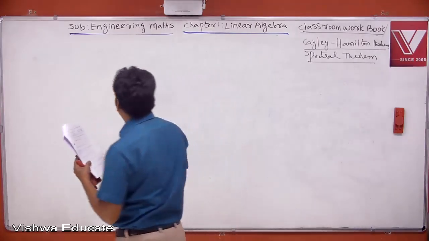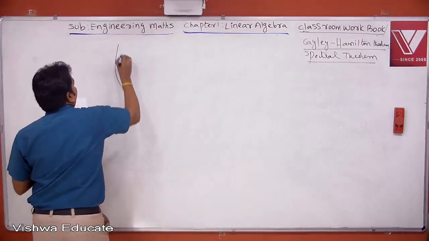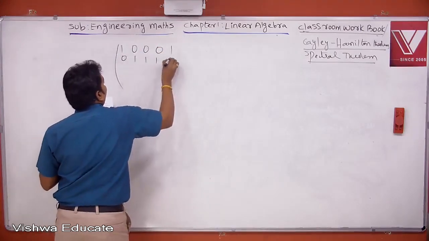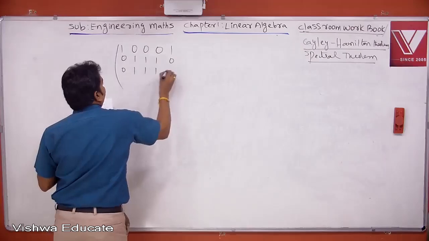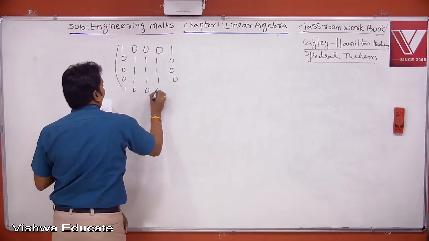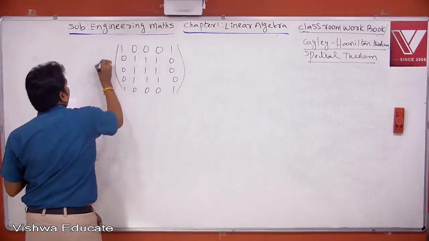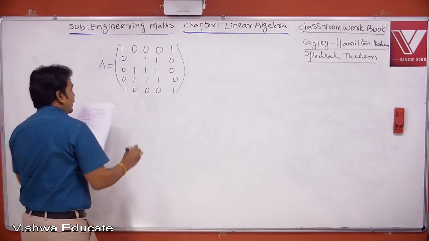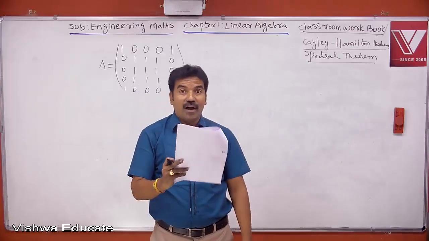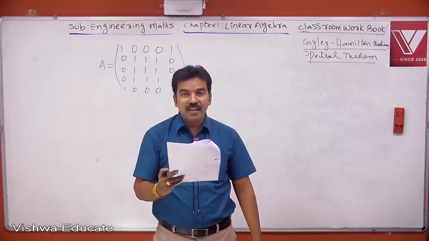Let us write the matrix at first. This is the matrix: 1 0 0 0 1, 0 1 1 1 0, 0 1 1 1 0, 0 1 1 1 0, 1 0 0 0 1. So assume that this is matrix A. What they were asking is the product of non-zero eigenvalues of A.